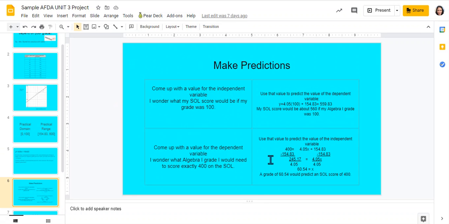And to solve this, I subtracted the 154.83 on both sides, and I divided by the 4.05, and I got that it was a grade of 60.54. That would give me an SOL score of 400.